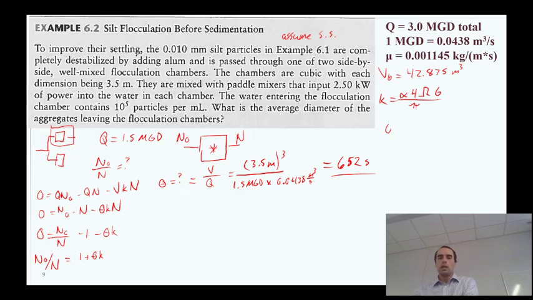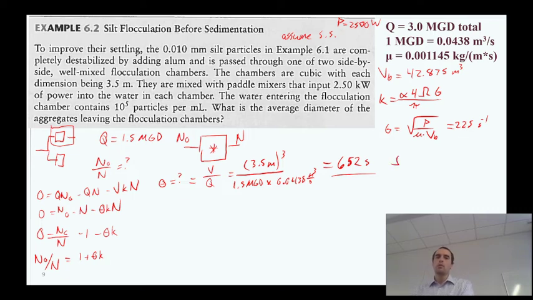So we need G. G was going to be the square root of the power over mu times the volume of the basin. And that power needs to be in watts, so you needed to convert from kilowatts to watts. Power would be 2,500 watts. If you do that, I think it's 225 per second? Yes, right, thank you. Second to the minus 1. Okay, so we have part of that.